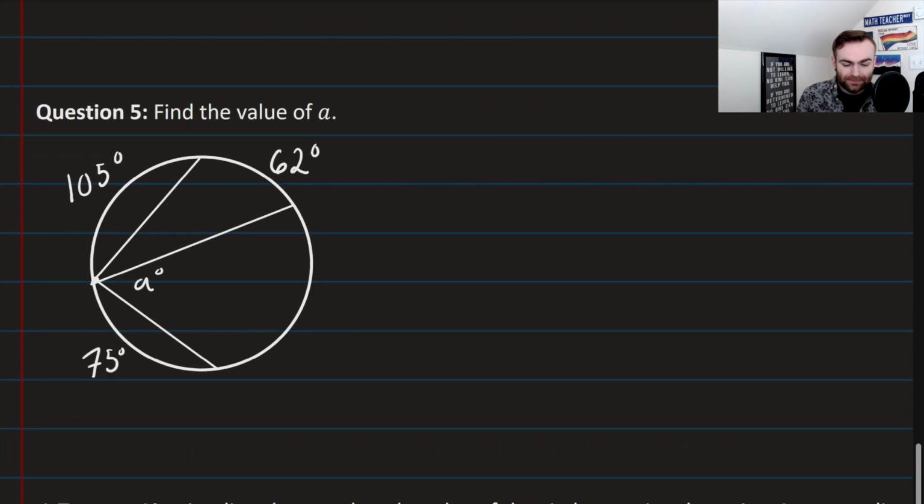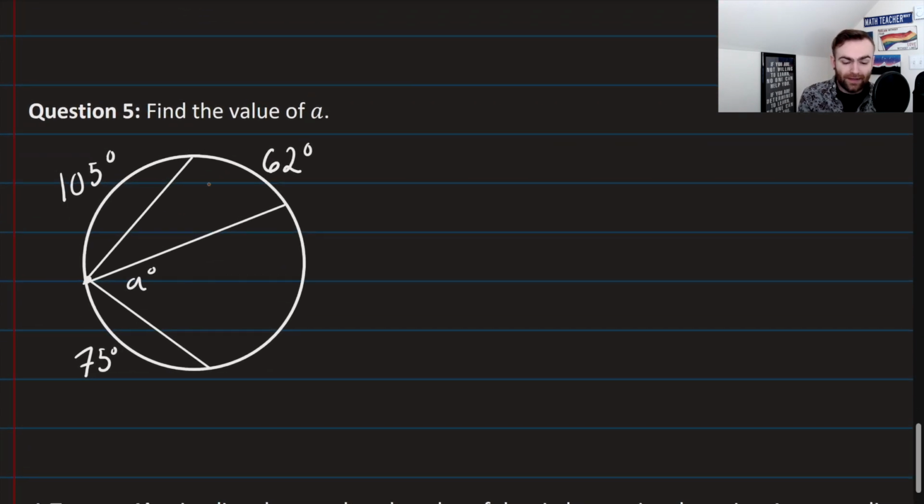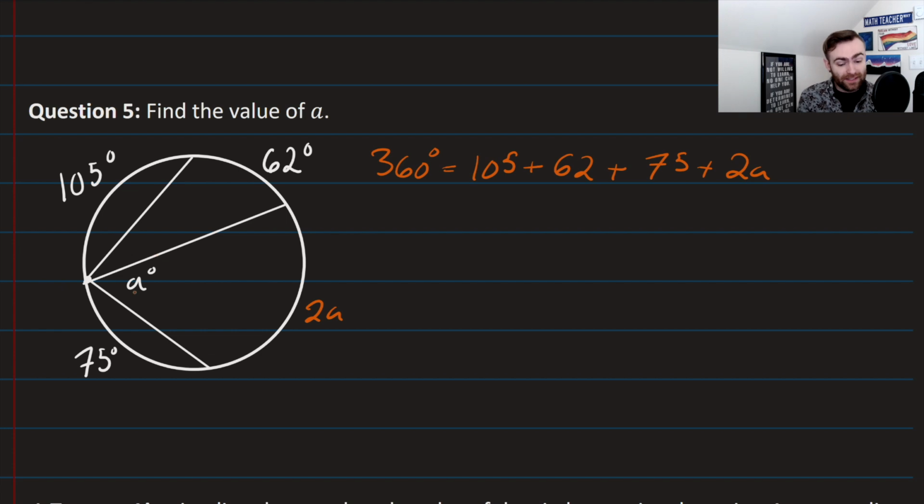Let's do another one. We're going to find the value of A, which is here. I'm given that this arc measure is 105, this arc measure is 62, and this arc measure is 75. If I have 3 of the 4 arcs of this circle, there's 360 degrees total to share. So 105 plus 62 plus 75 plus this arc here, which should be double A, so we can call that 2A, should equal 360. And if we solve this, we can find out what A is.